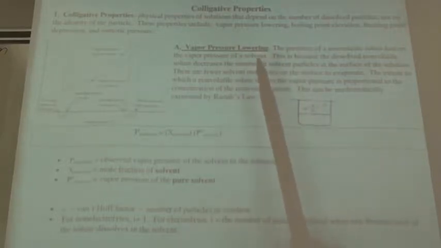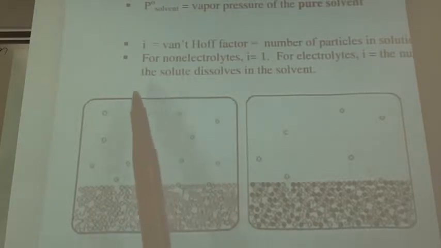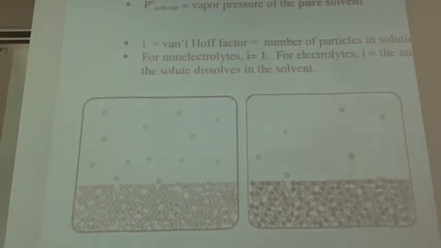All right, so vapor pressure lowering is a colligative property, and what happens when vapor pressure is lowered is we are going to introduce into the pure solvent. Here's the pure solvent right here. And this would be the vapor pressure of the pure solvent. Now we're going to add a non-volatile solute. Non-volatile means that the solute will not evaporate.